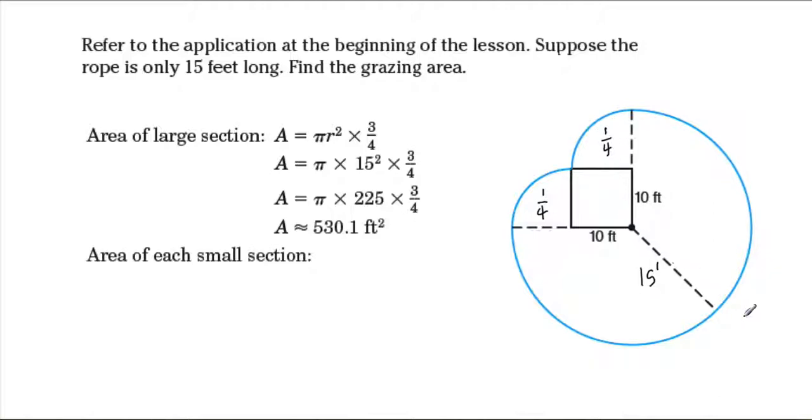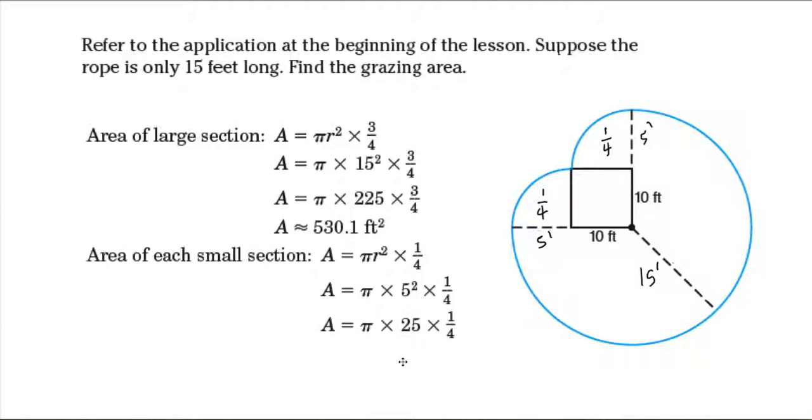Now remember, the rope is only 15 feet. So if this is 10 feet, there will be 5 feet here. So this will only be 5 feet, and the radius now, instead of being 10, will become 5. So again, we use the formula pi r squared times 1/4, because this constitutes 1/4 of a circle. Substitute the radius, which is 5 squared times 1/4, and that will give you pi times 25 times 1/4. Simplify that, and you end up with the area of 19.6 square feet.